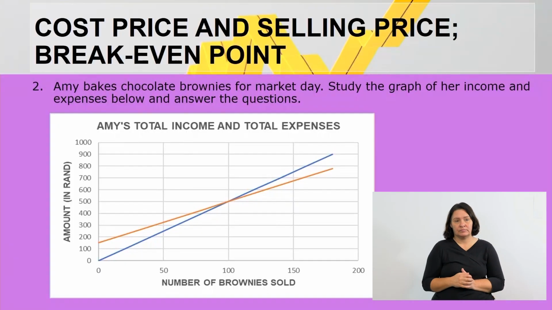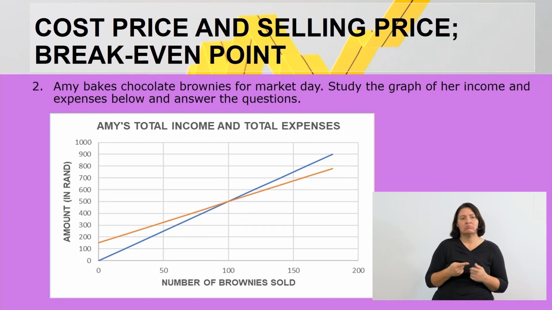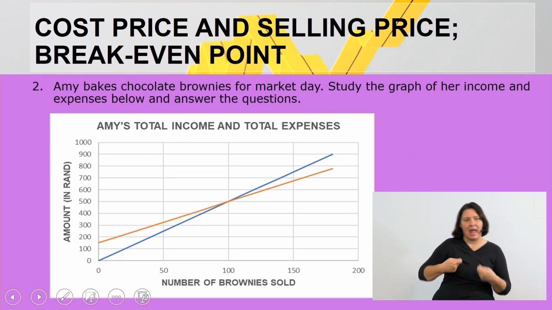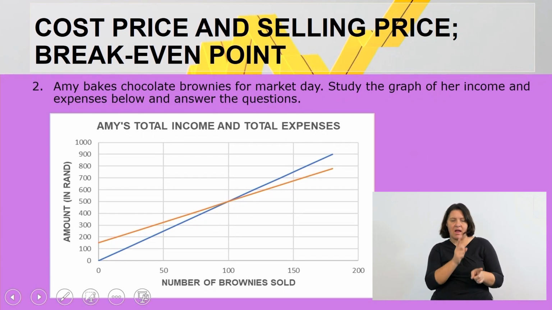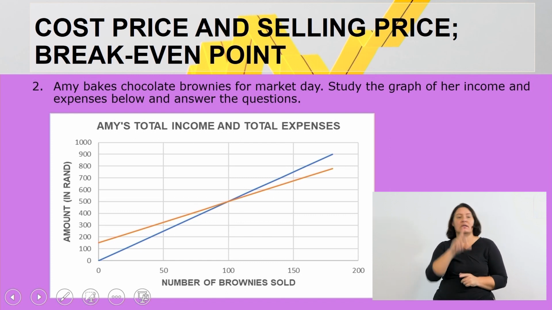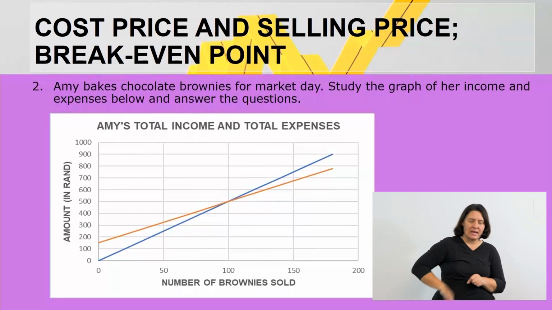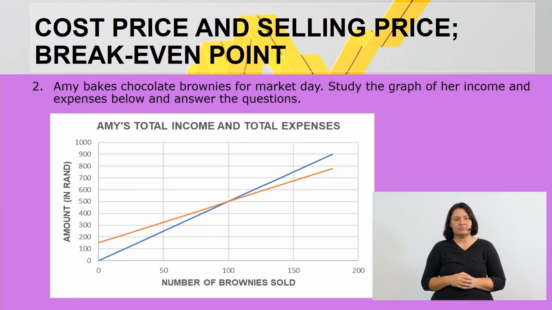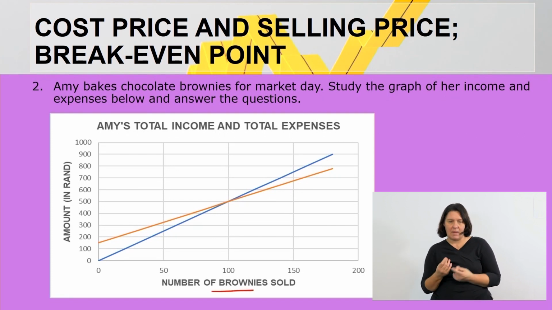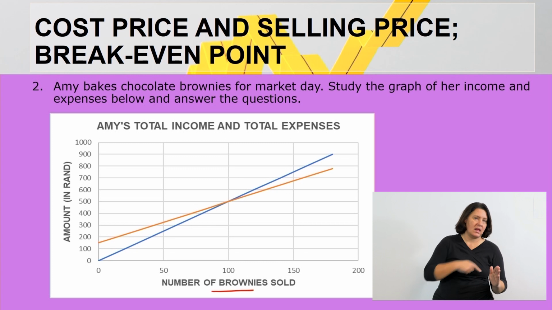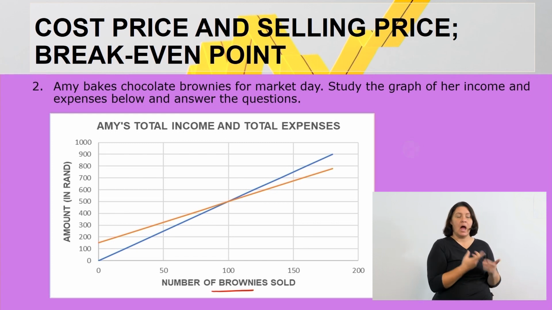Right, so I'm saying here question number 2. Amy baked chocolate brownies for market day. Study the graph and the income and expenses below and answer the question. Looking at the graph, there's the title, always important. The title indicates Amy's total income and total expenses. On our x-axis, we have the number of brownies sold, and on our y-axis, we have the amount in rand.